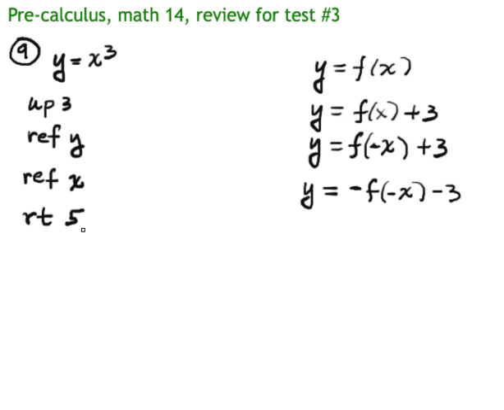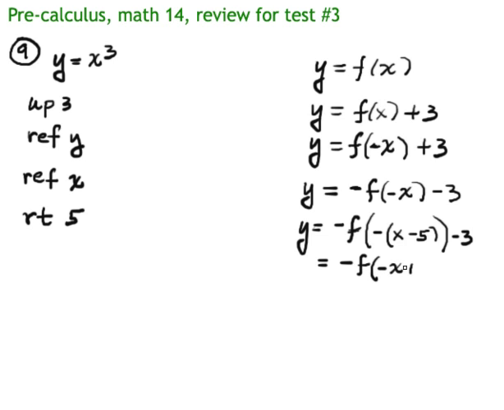And then right 5, that's replace x with x minus 5. So here's where we have to be careful. This x over here is being replaced with x minus 5. We have to use parentheses for that. All right, let's simplify that, and we get this is equal to minus f, opening a parentheses, that will be minus x plus 5, minus 3.